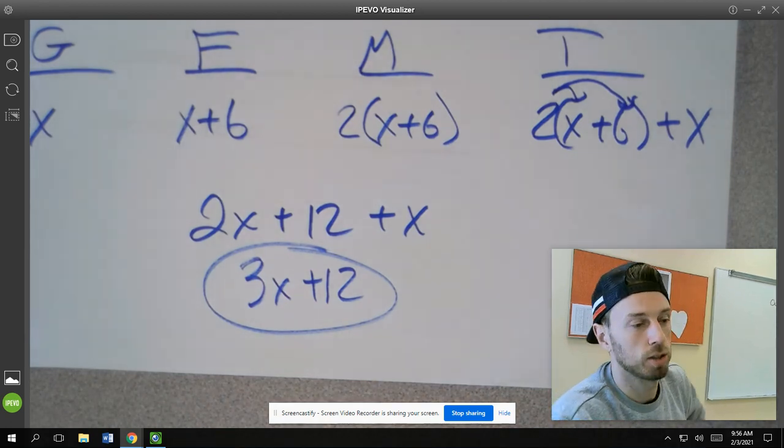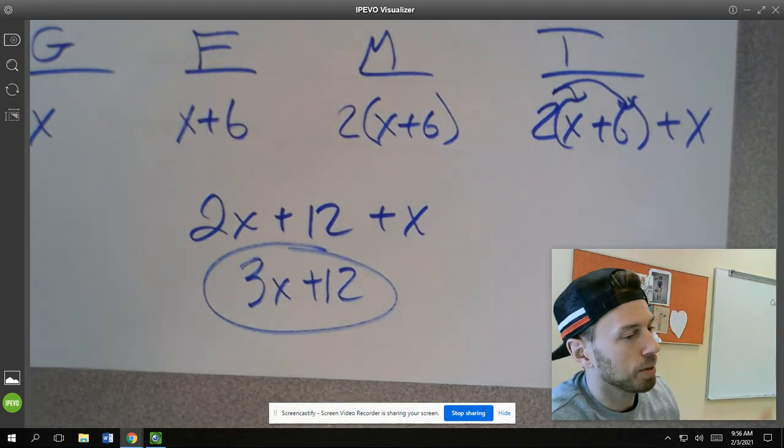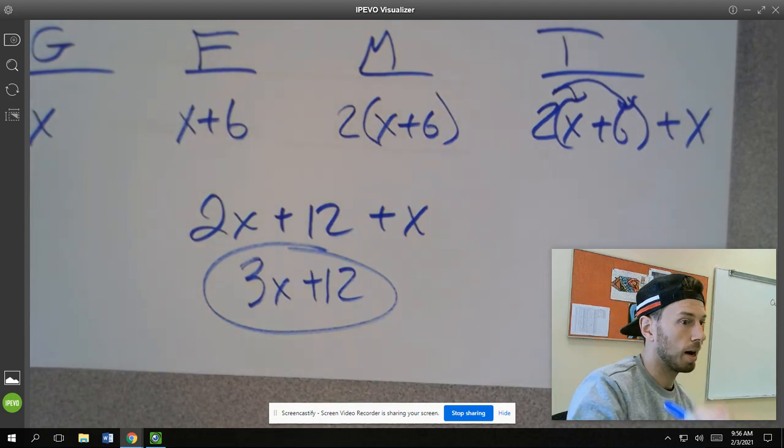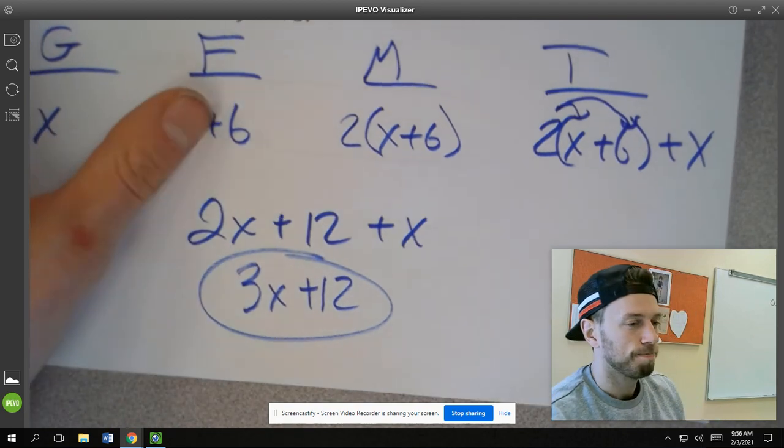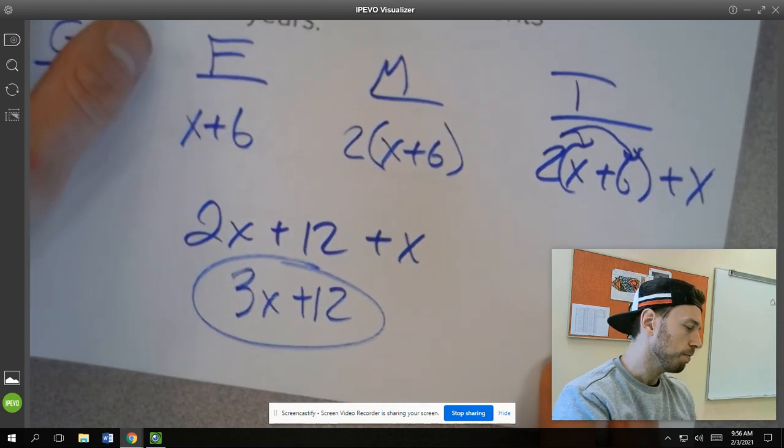So there's a way to use expressions to write out problems like this. Now, we can't really find out how old Tanya is unless we find out how old Gabriella is, then we could. But for right now, that's the expression.